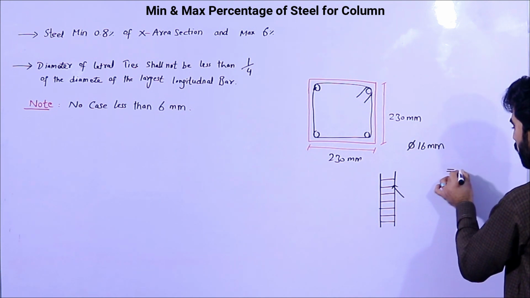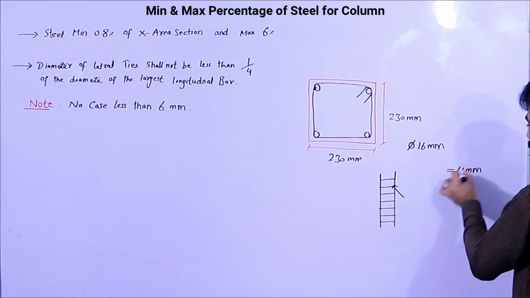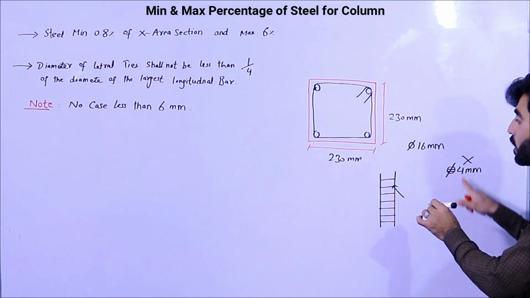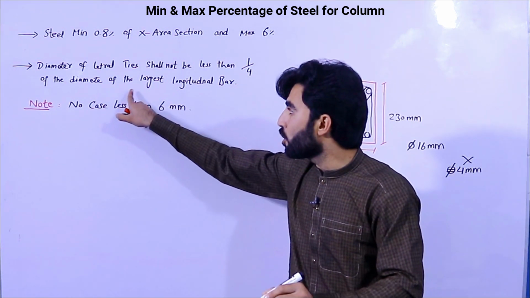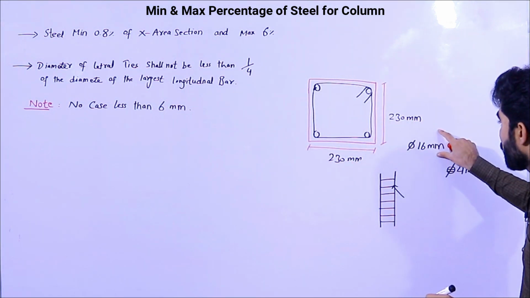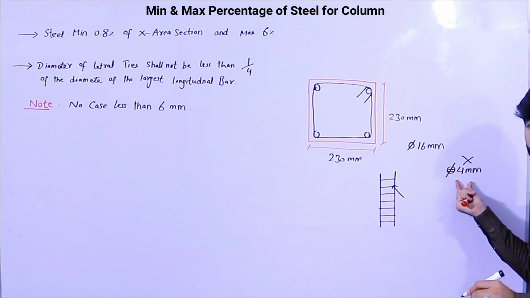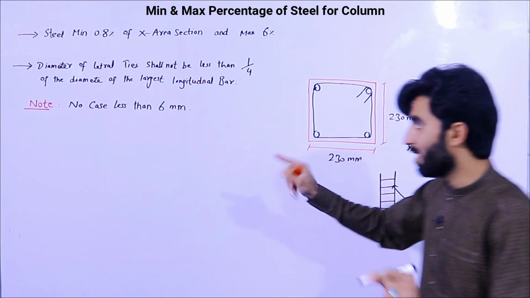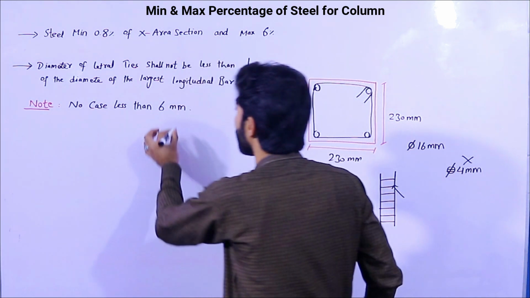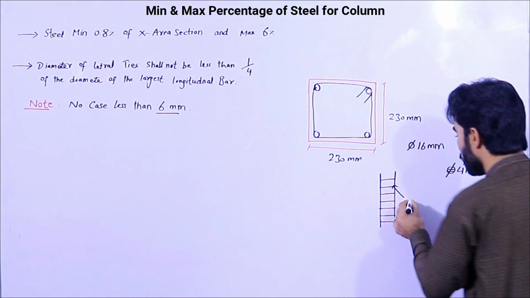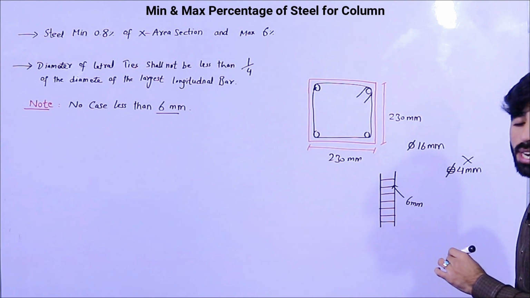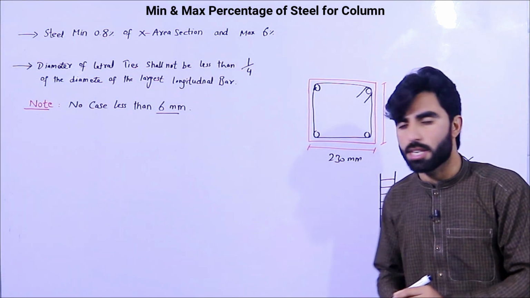So it will become about 4 mm. So 4 mm dia is less. So don't use 4 mm because it is 1/4 of the largest longitudinal dia, which is 16 mm. So 1/4 is 4 mm. So don't use 4 mm. Remember, note, in no case less than 6 mm. So it should not be less than 6 mm. Then use 6 mm. Right? So the lateral tie dia should not be less than 6 mm.